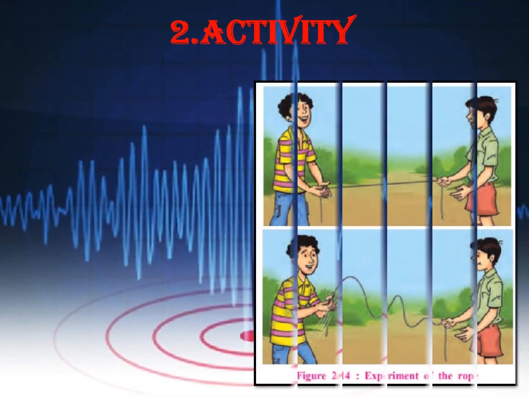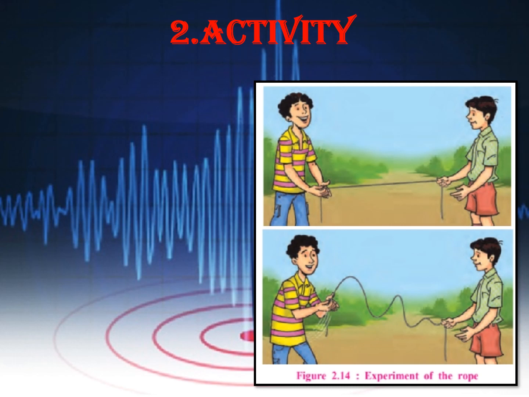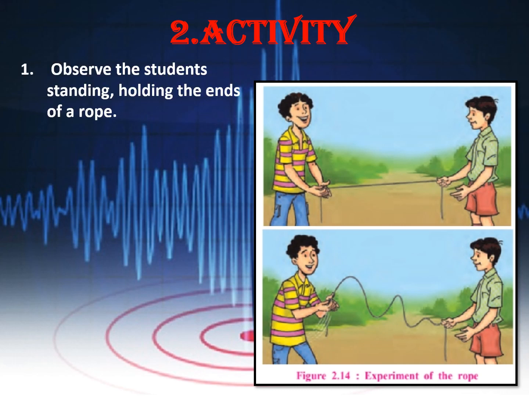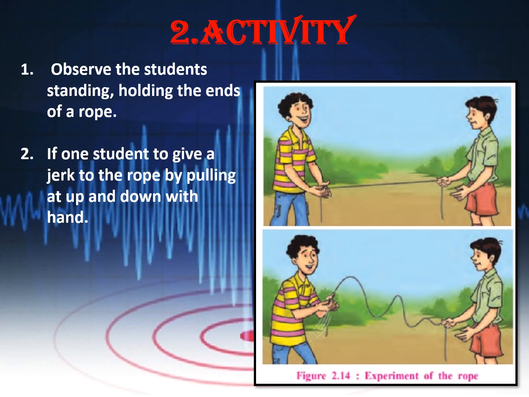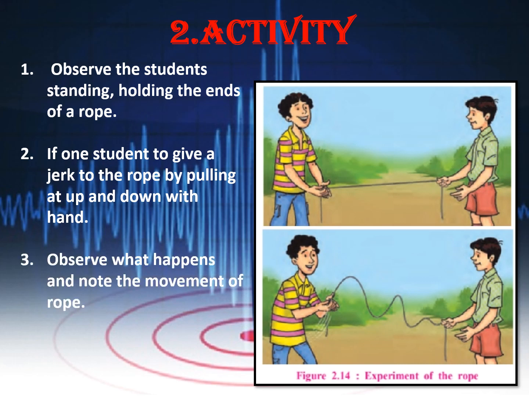Another activity, students. Over here we have students standing, holding the ends of a rope. If one student gives a jerk to the rope by pulling it up and down with the hand, observe what happens and note the movement of the rope. Now, students, what did we observe? We observe that the energy is traveling along a rope.